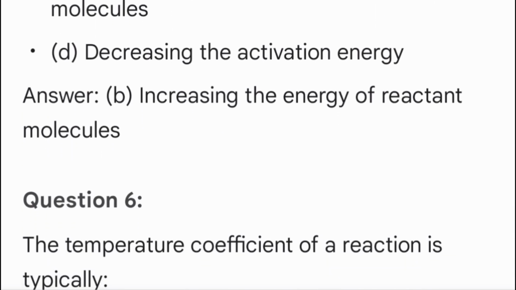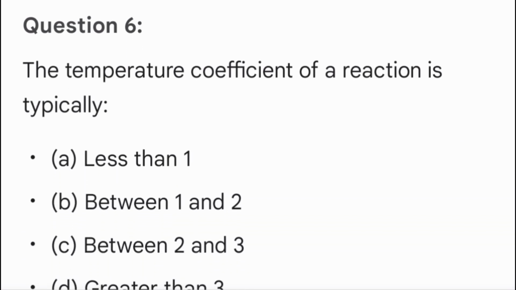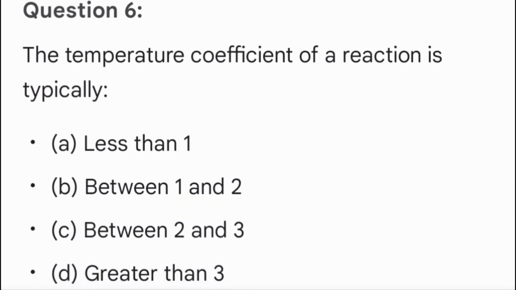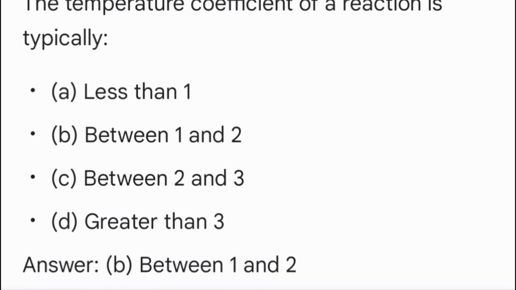Question 6. The temperature coefficient of a reaction is typically: A, less than 1. B, between 1 and 2. C, between 2 and 3. D, greater than 3. Answer B. Between 1 and 2. Question 7.